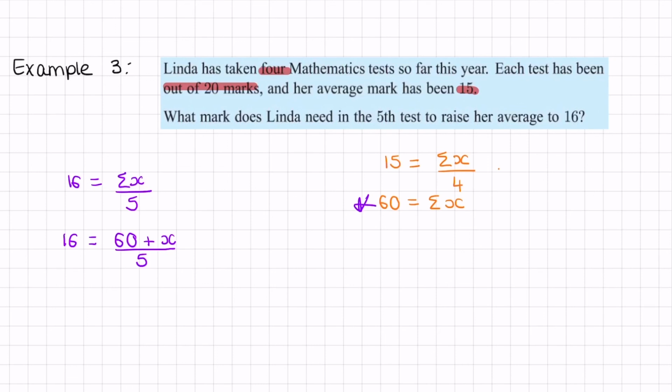Now we just rearrange this. So we're going to have 16 times 5, which is 80, minus 60. So she needs to get 20 out of 20 on her next test to be able to raise her average to 16. So she needs to get 4 marks.